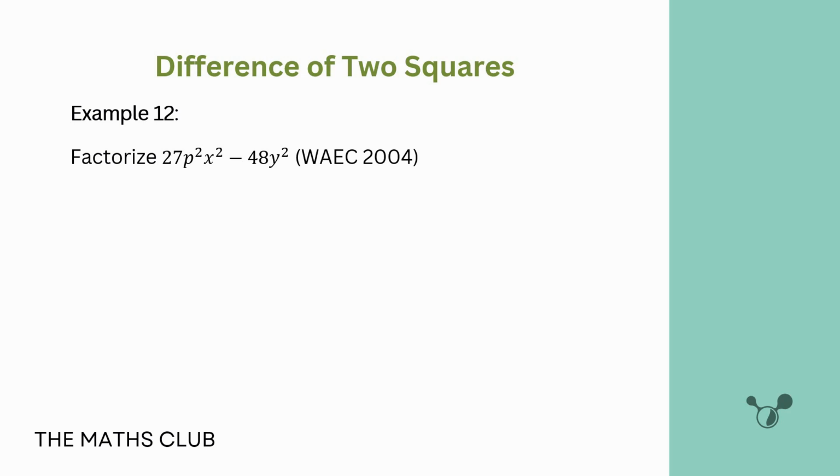Next example is that we should factorize 27p squared x squared minus 48y squared, and it's taken from 2004. I want you to pause the video and try this out yourself. Welcome back. Let's solve it together.